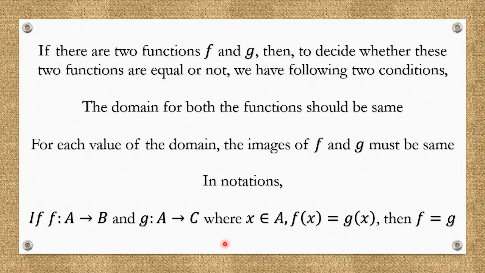x belongs to A, that means the variable x belongs to both these equal domains, and f(x) and g(x) are the images, the answers. That's the second condition. If f(x) is equal to g(x), that means whenever I take a value of x and put it into f(x) and g(x) simultaneously, I should get the same answer. So first condition, the domain should be equal. Second condition, the images should be equal. Then the functions will also be equal. Let's take an illustration to understand this.